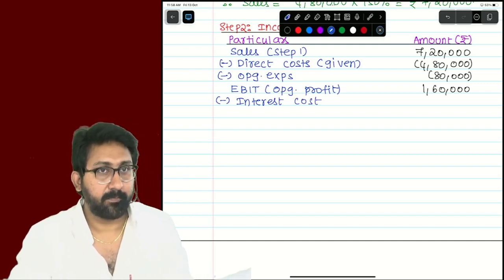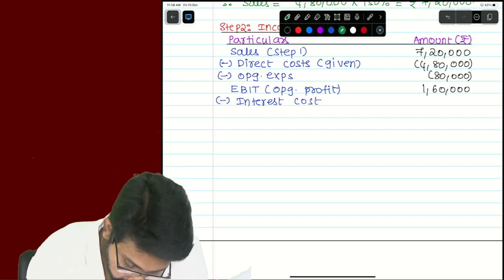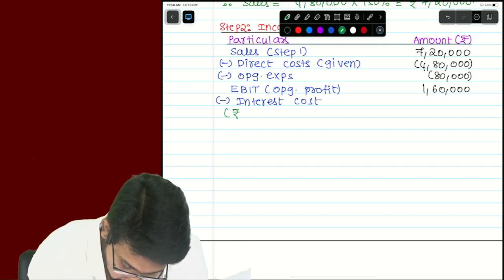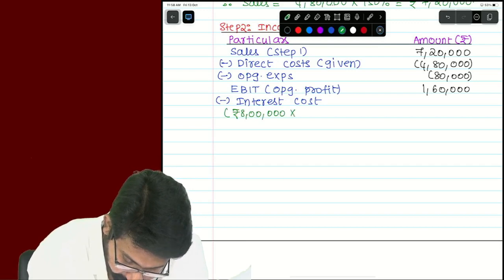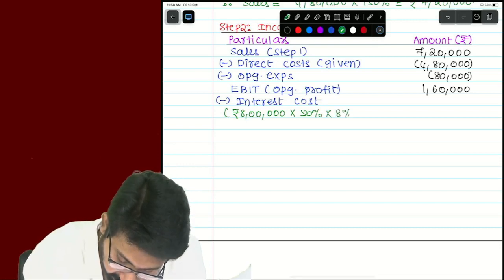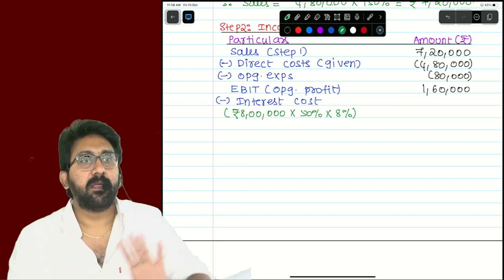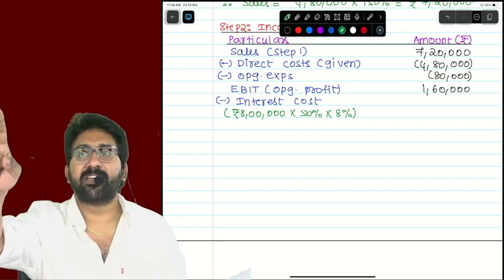Interest cost. Below as a working note type you write down. Rupees 8 lakhs into 50% into the rate of interest 8%. Do you understand what is 50%? Everyone observe carefully. What is 50% there?